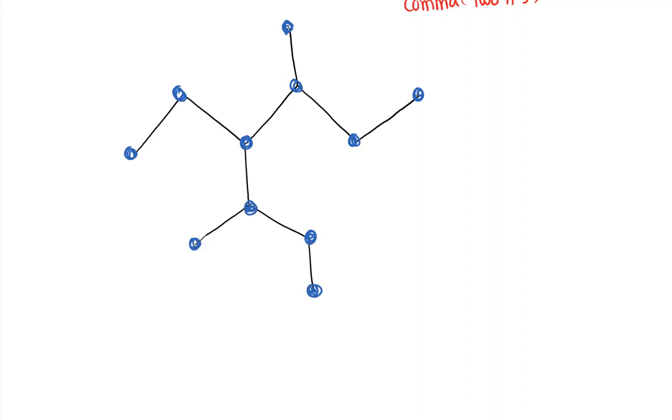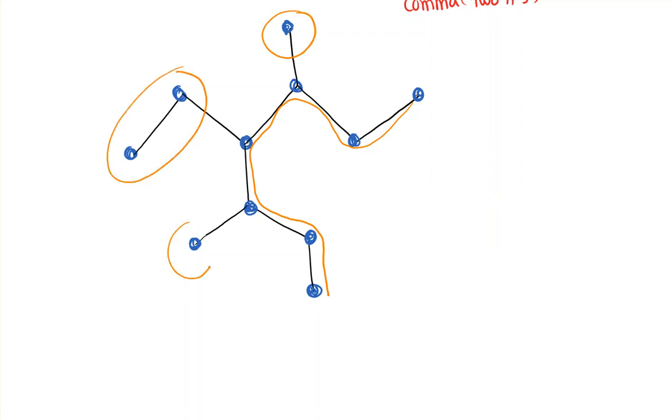So now the longest chain is, there's only one that has 7. 1, 2, 3, 4, 5, 6, 7. So we'll do this. Okay, that makes that a branch. This is a 2-carbon branch. So this is a methyl branch, this is an ethyl branch, and this is another methyl branch.